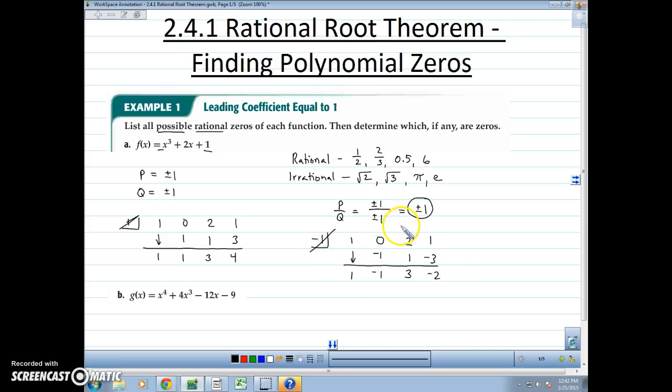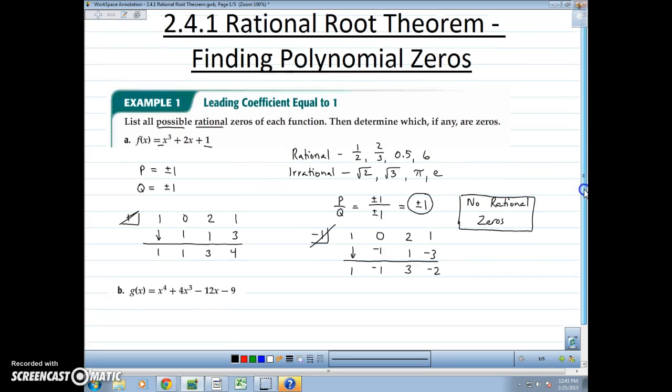So if you've tested all of the possible rational zeros and none of them work, then there are no rational zeros. There are other zeros, they just happen to be irrational numbers. And you could get those using your calculator. Okay, but that's not what they're asking here. They just want us to determine how many of the possible rational zeros are zeros. And for this one, there were none.